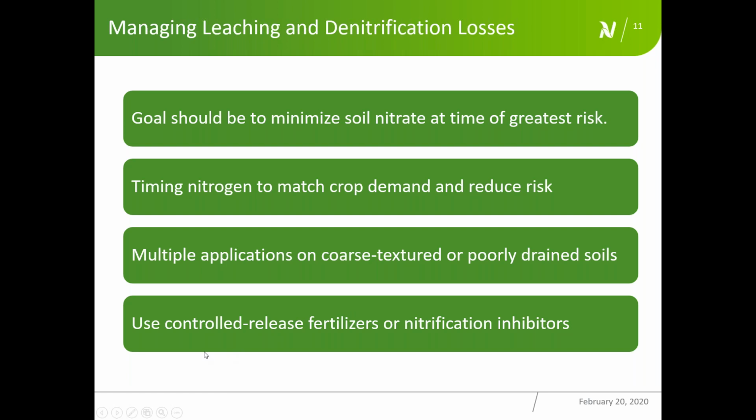Another option is to use fertilizer technology, either controlled release fertilizers that release nitrogen over a period of time, or nitrification inhibitors that slow the conversion from ammonium to nitrate. So these materials have been shown to reduce those leaching and denitrification losses because they help us control the amount of soil nitrate that's present at a point in time when those loss events could be occurring.